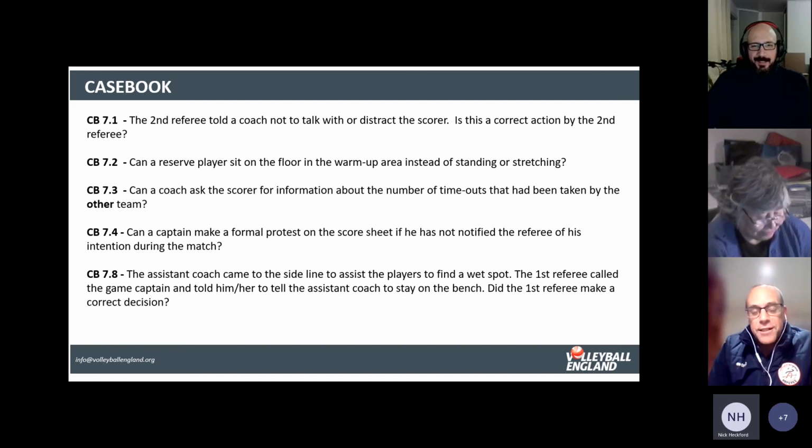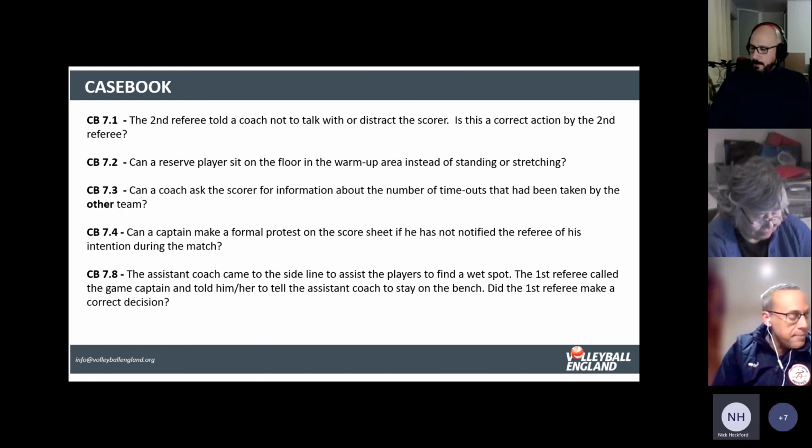If they can't count the number of times the team have been off the court for a chat during a set of 20 minutes, then perhaps they need help. But the scorer's not going to give them that information, and therefore this is another one where the second referee should say, "Whoa, coach, you're not allowed to ask that, and let's get on with the game." So just move things on as quickly as you can in that situation.